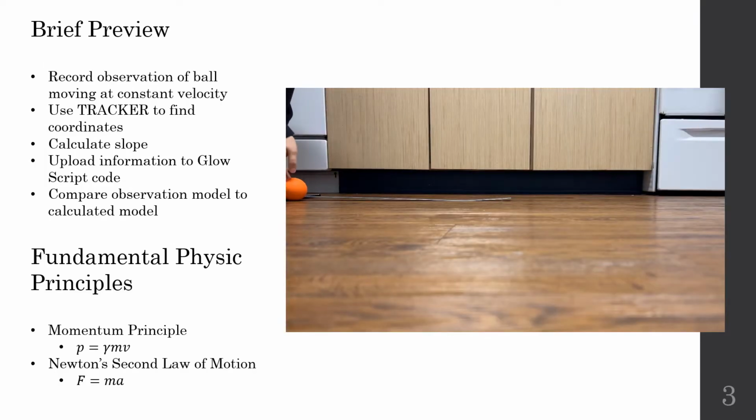As an overview for this lab, my first step was to create a simulation of a ball rolling at a constant speed, which is seen on the screen. I then uploaded this to the Tracker app to gather my coordinates and use that to calculate slope, and then use this information for the GlowScript code. With these, I then compared the observed and predicted models to indicate our final results, and the fundamental physics principles I focused on were the momentum principle and Newton's second law, as these would eliminate net force and acceleration if there is no change in velocity.